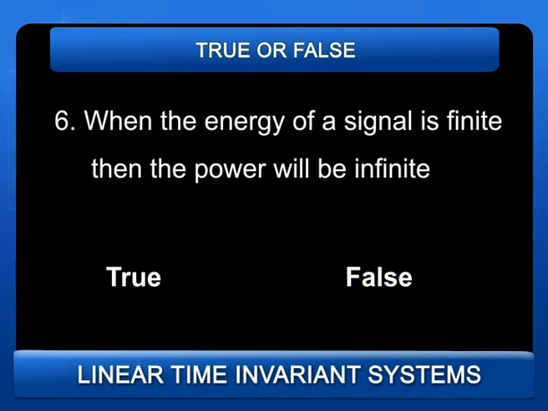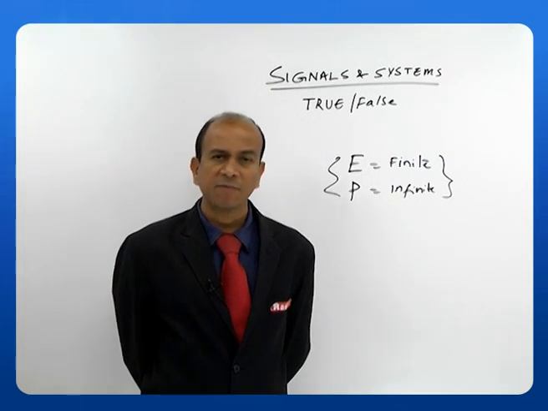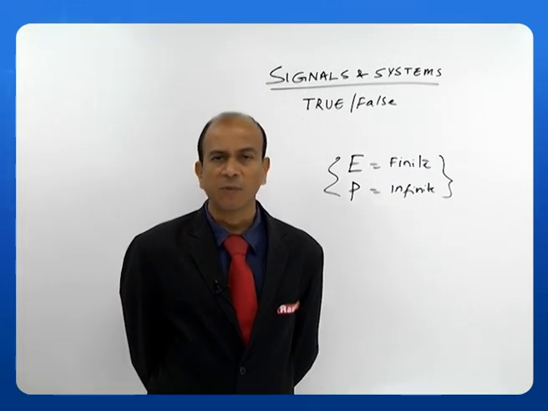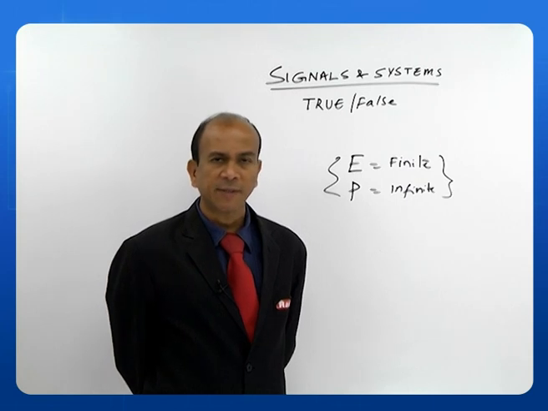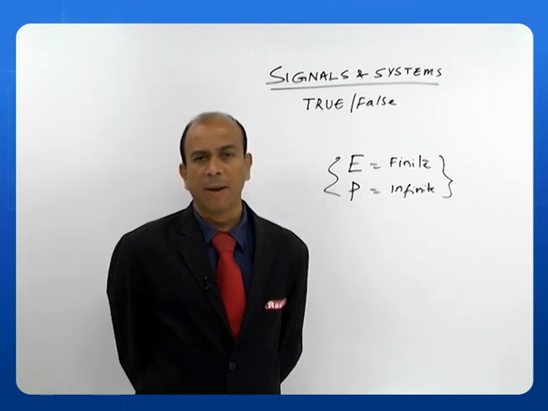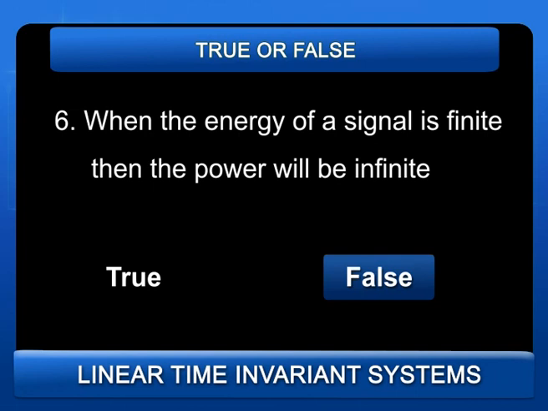The statement is false. When the power is finite, the energy is infinite and vice versa. So we cannot say that energy is finite and then power is infinite. So the answer is false.